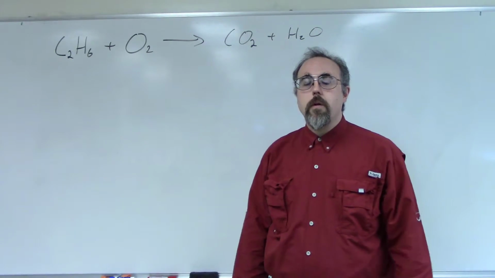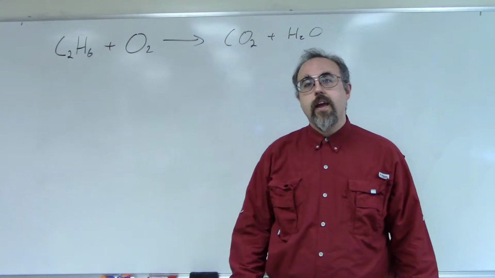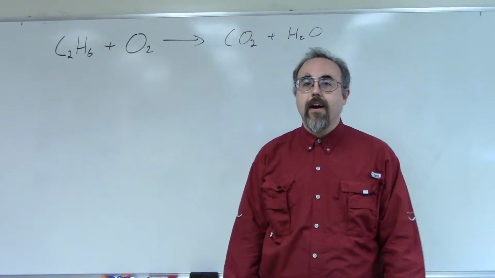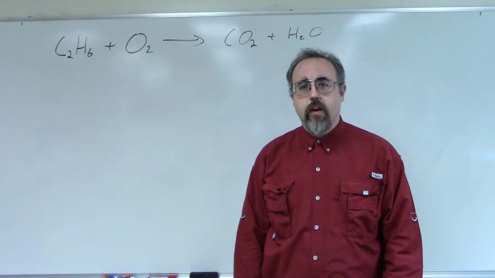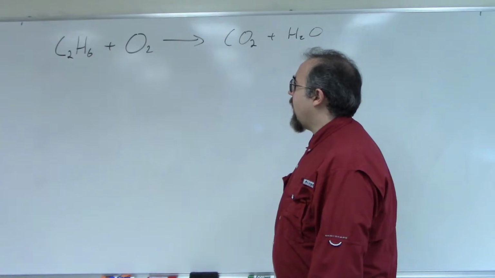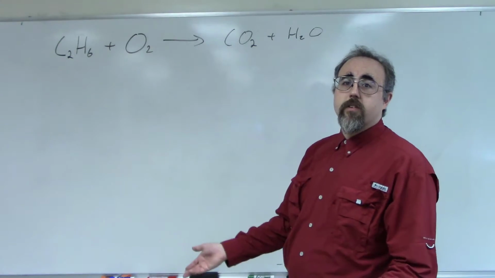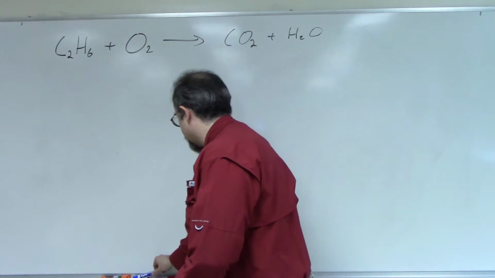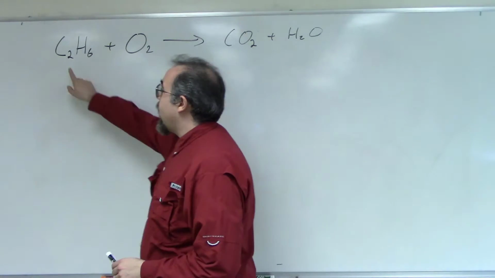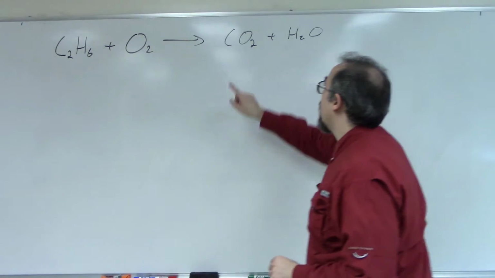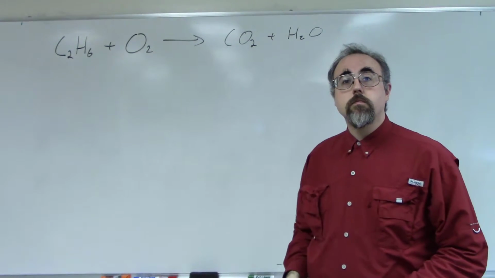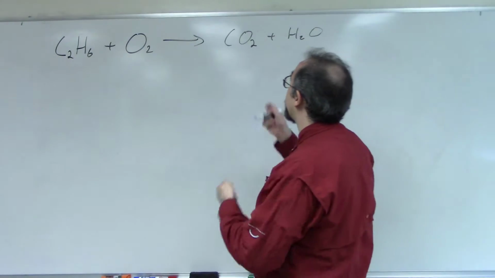I do have to worry about when I balance, if I balance one thing, I can unbalance something I've already done. So I always have to go back and check things. So I will pick something else. Say, the carbon. The carbon's good. I have 2 carbons over here. I have 1 over here. So I'll make that 2.